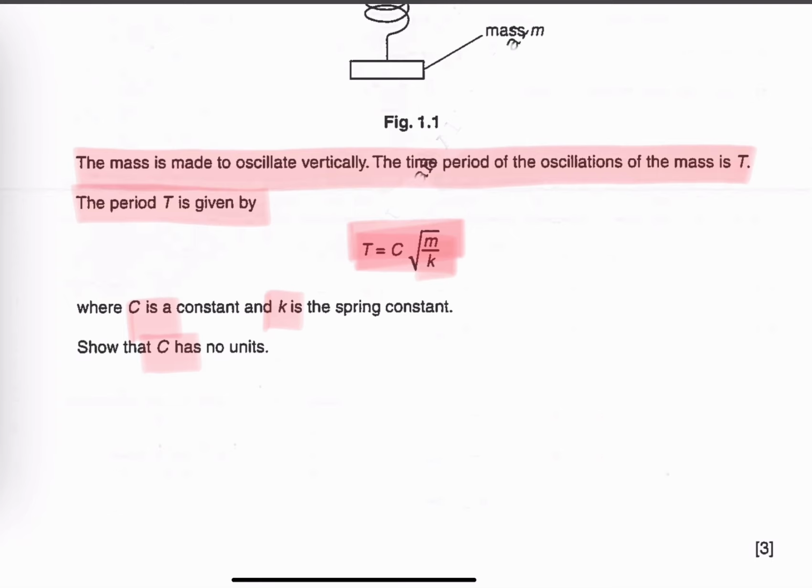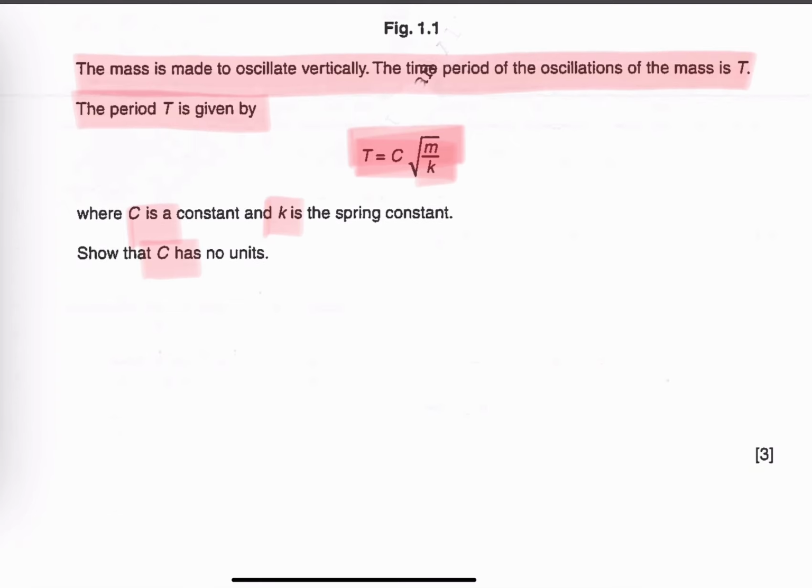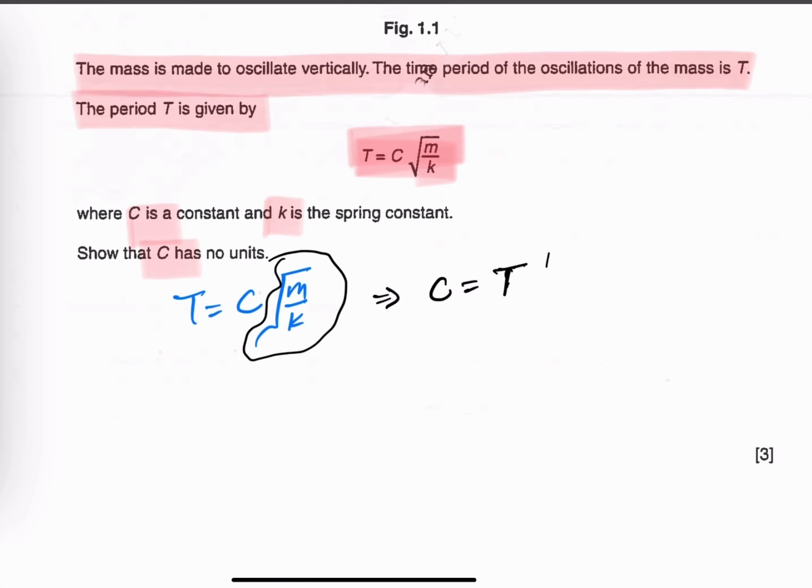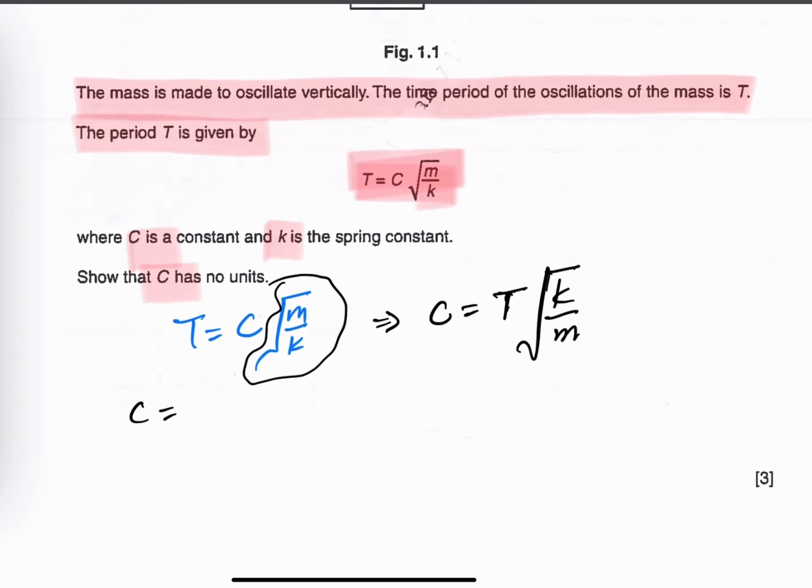Okay, so first of all we have to solve it for C. So make C the subject. M over K, so I have to shift this under root. This under root will go to the left side, so C is equal to T under the root K over M. We can take the reciprocal of it. Now putting the units for C, what was T? T was the time period, so for T it is seconds.